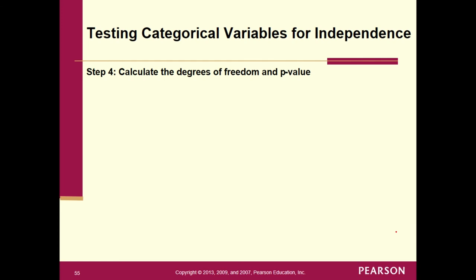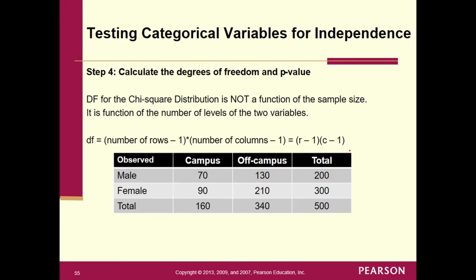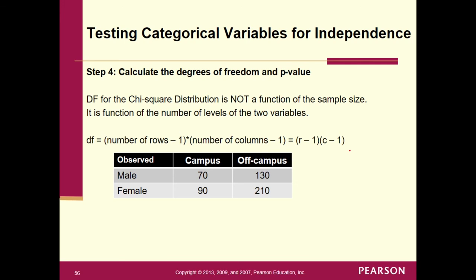So we got to then calculate the p-value, and in order to calculate the p-value, we're going to need degrees of freedom. And so the degrees of freedom for the chi-squared is not a function of the sample size, like I said before. All right, and what we got to do is we got to take the number of rows in our table, in our original table, minus 1, times the number of columns, minus 1. And so a lot of textbooks would just say that's R minus 1 times C minus 1.